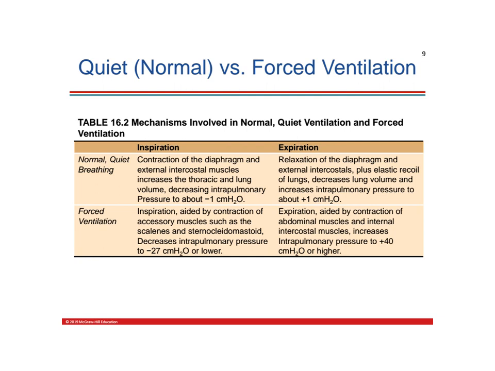During inspiration for forced ventilation, inspiration is aided by the contraction of accessory muscles such as the scalenes and sternocleidomastoid muscle. This leads to a decrease in intrapulmonary pressure to about -27 centimeters of water relative to atmospheric pressure. During expiration for forced ventilation, the expiration is aided by the contraction of abdominal muscles and the internal intercostal muscles. The contraction of these muscles increases the intrapulmonary pressure to +40 centimeters of water above atmospheric pressure.